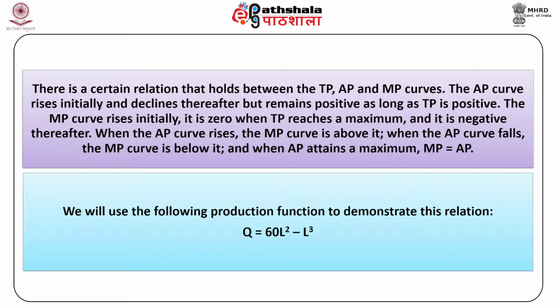From the discussion below, you will see that there is a certain relation that holds between TP, AP and MP curves. The AP curve rises initially and declines thereafter, but remains positive as long as TP is positive. The MP curve rises initially, it is 0 when TP reaches a maximum and it is negative thereafter. When the AP curve rises, the MP curve is above it. When the AP curve falls, the MP curve is below it. And when AP attains a maximum, MP is equal to AP.